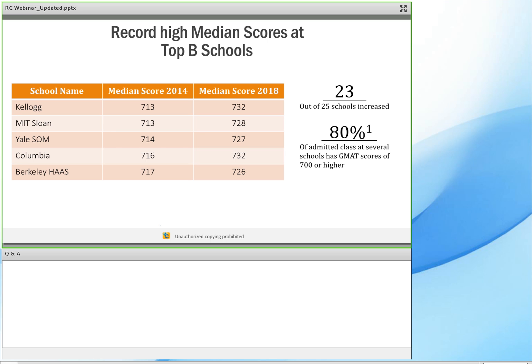The second thing is that certain schools give out more stars, such as MIT Sloan and Columbia, where over 80% of the admitted class has scores of 700 or higher. So essentially what these schools are saying is, if you don't have a score of 730 or 700, don't even bother applying. And this is despite this thing.